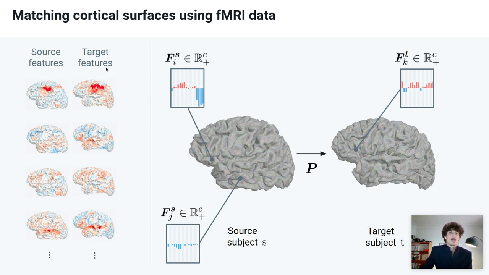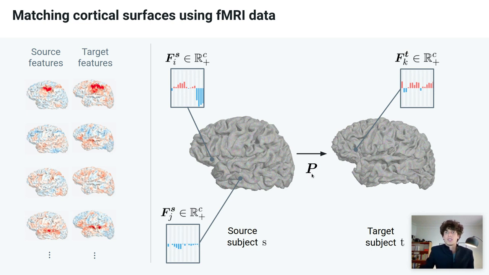What we're trying to solve first is to build alignments or couplings, so this matrix P, matching one subject onto another. What we have at our disposal is a lot of features, so a lot of fMRI contrasts that we'll use to build these alignments. P here will be a matrix of size the number of vertices of the source subject times the number of vertices of the target subject.